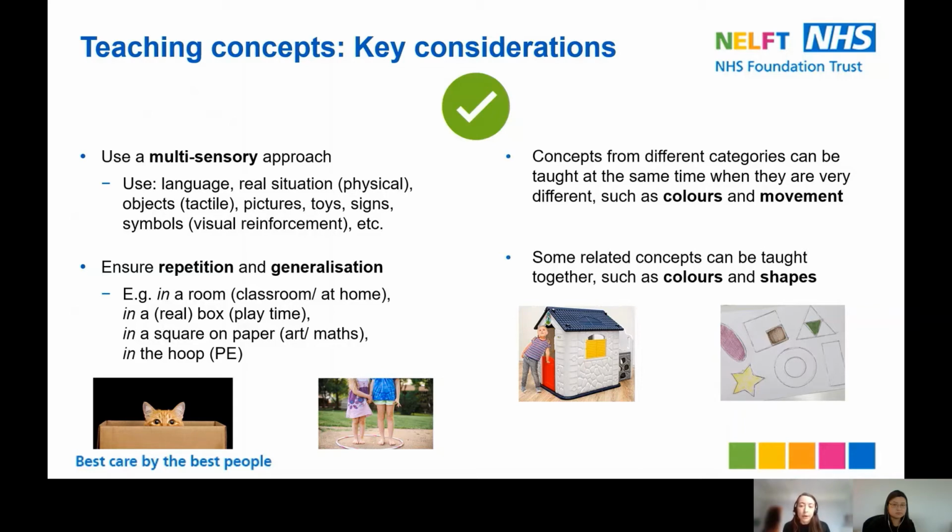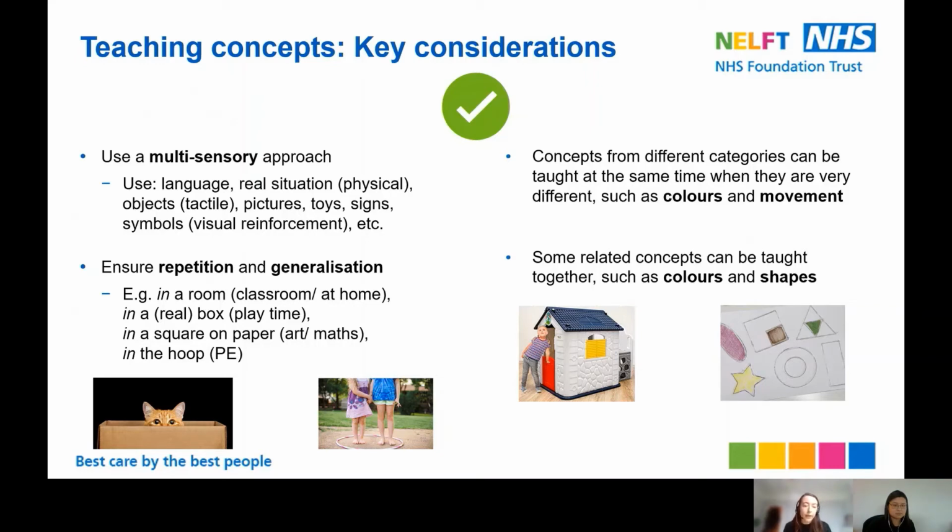For example, in craft activities where they can see and feel the different textures like smooth, soft, rough. And you can also use movement to help teach concepts. For example, in PE, you can teach concepts like running fast or slow, standing inside the hoop or behind the line. And in the classroom, visual reinforcement like pictures, signs and symbols can also help.